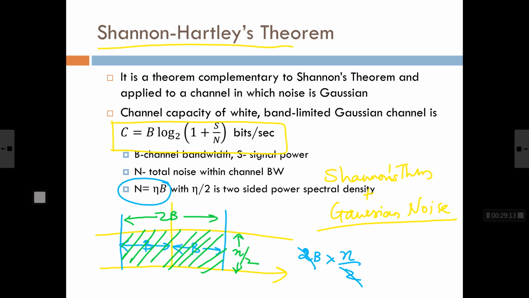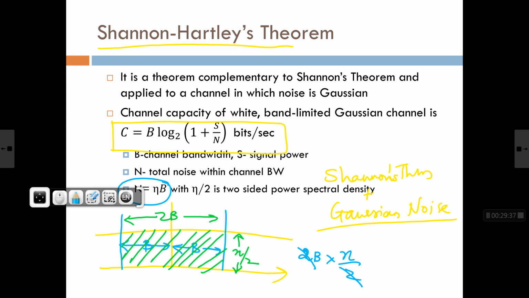Okay, so when we take bandwidth, see, we have considered eta by 2 for two-sided, both the sides, that is positive frequencies as well as negative frequencies. So the bandwidth also will be for positive frequency as well as negative frequency, so it becomes twice B, and then it is multiplied by eta by 2, so 2 and 2 will get cancelled. So this is what we get.